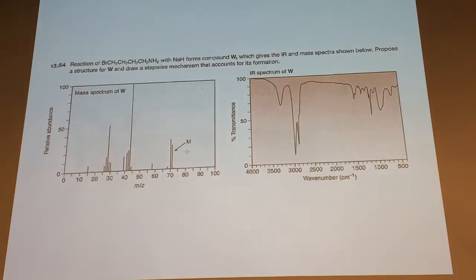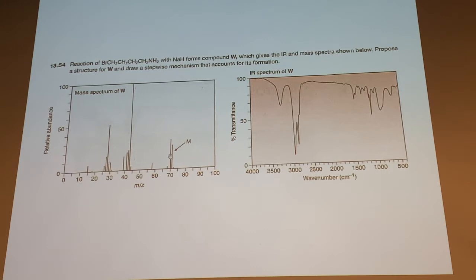Okay, here's one where it's a little bit more straightforward, I think, to figure out the structure, from chapter 13, problem 54, I think. So it has this bromoamine here. Sorry about the condensed formula. We'll go to the board in a second. Figure this out. We react it with base, sodium hydride, and it forms a new compound W. And the spectral data for W is shown here, both the mass spectrum and the IR.